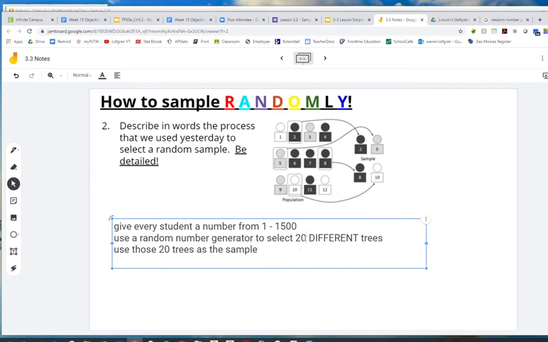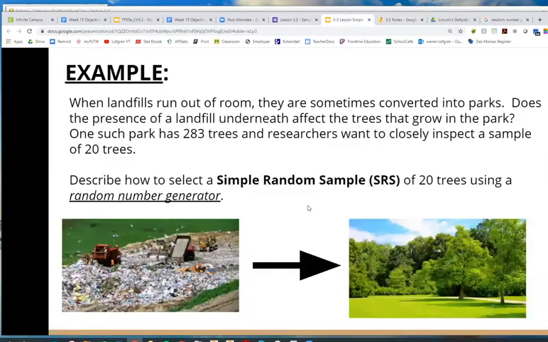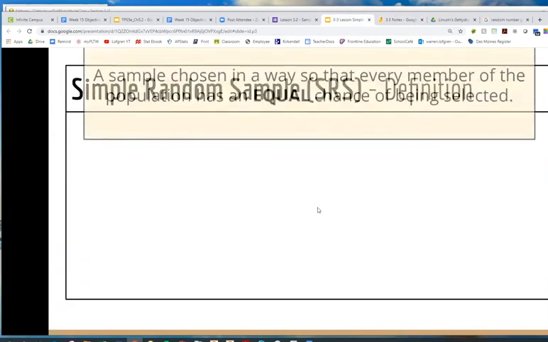But I could use a random number generator, and if I give every one of you students a number from 1 to 1,500, I could get 50 different students, and I could use those 50 students as my sample and ask, what do you think about returning to hybrid learning? I could use you 50 students as my sample to represent the entire population of all 1,500 Centennial students.